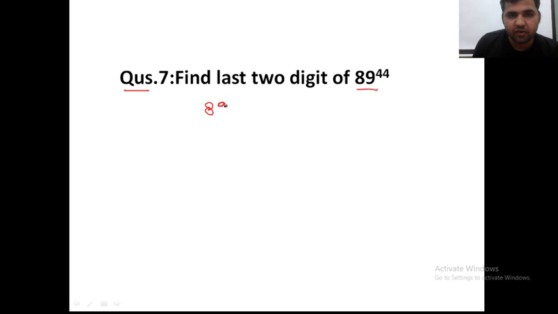89 power 44. Now I know that if I take the power of 89 as 2, I will end up having 1 as its unit digit. So my purpose is to make the 1 at its unit digit so that I can use the rule number 3. So I will first write it down as 89 power 2 raised to power 22, right? Now I just have to see what is the last two digit of 89 square.